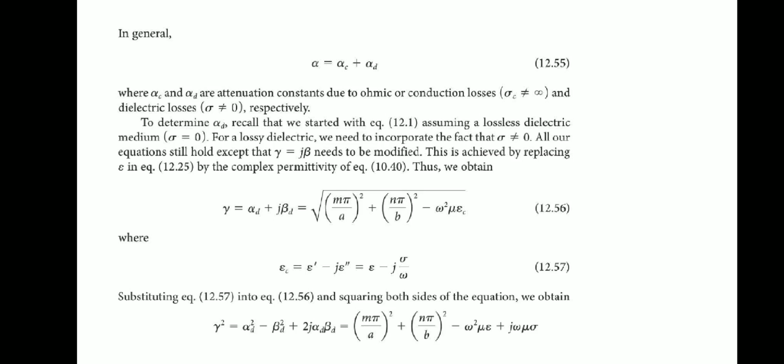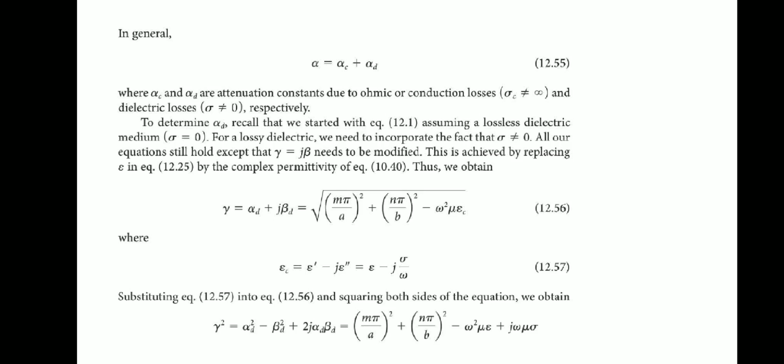Which is equal to the root of (m pi by a) whole square plus (n pi by b) whole square minus omega square mu epsilon c. That is gamma of a waveguide. Here epsilon c, the permittivity of a conductive media, is equal to epsilon minus j sigma by omega. So the equation for epsilon c is epsilon minus j sigma by omega. We can replace this in equation 12.56 and square it.